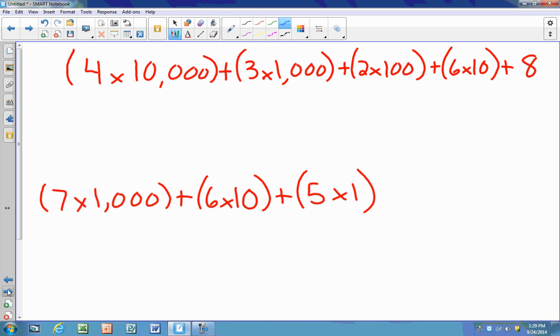Sometimes they give you the expanded form and you need to turn it into standard form. So the first thing I do is I look at my largest place value. I'm in the 10,000s, so this is 10,000s, thousands, hundreds, tens, ones. I leave a space there.